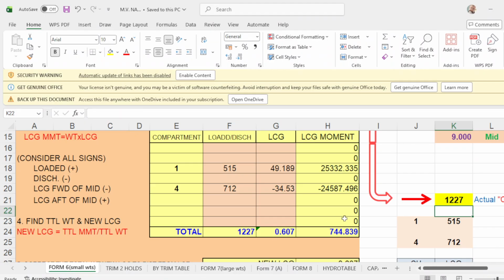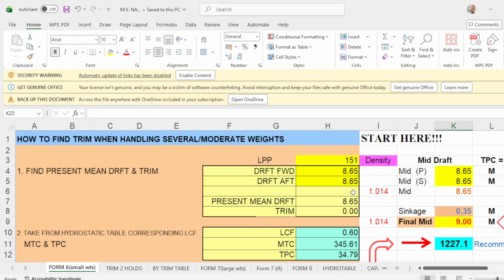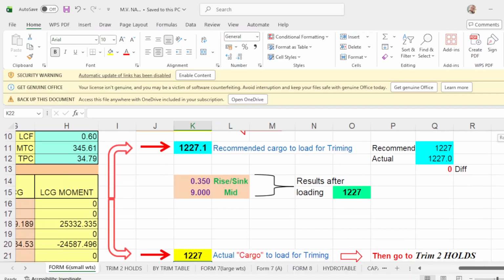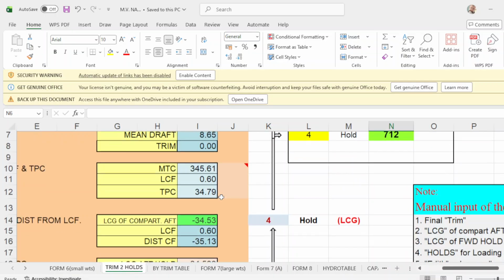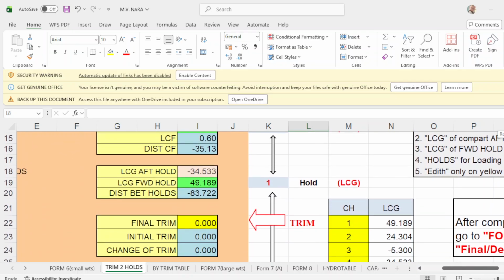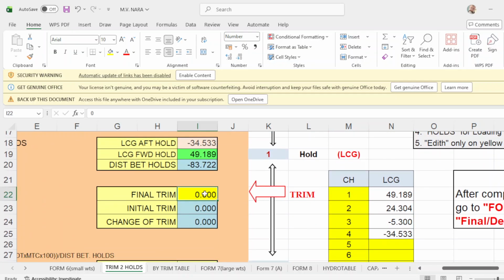Then we go to form 6. We get here 865. You got our meters here. 3506. Okay. 1227. Put here 1, 4. Then put here 0 trim.